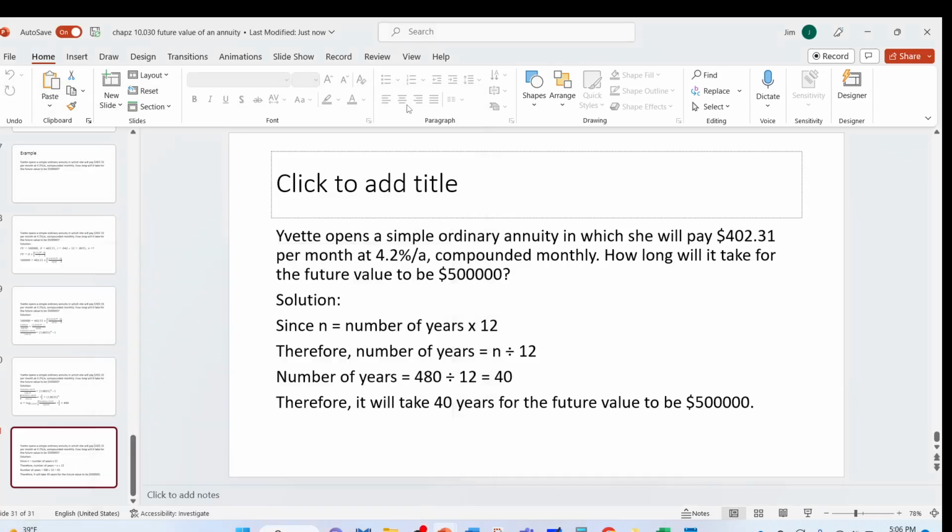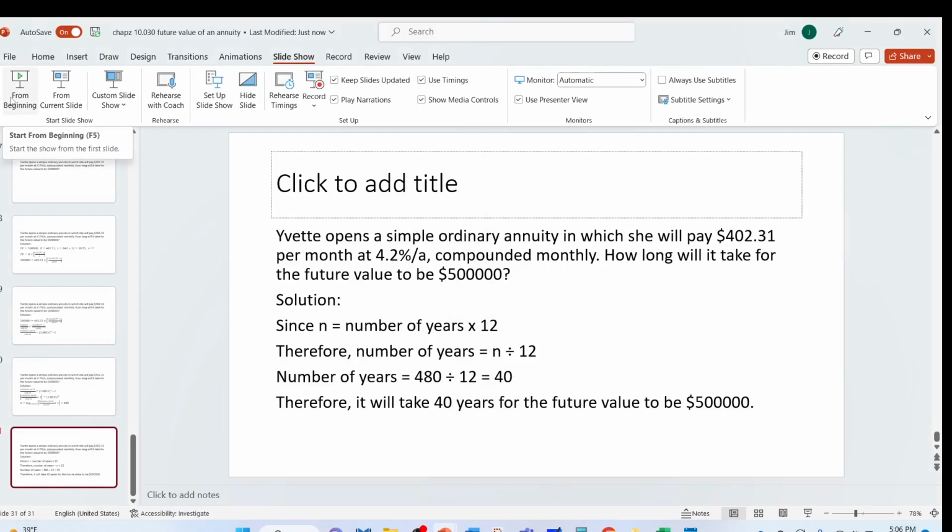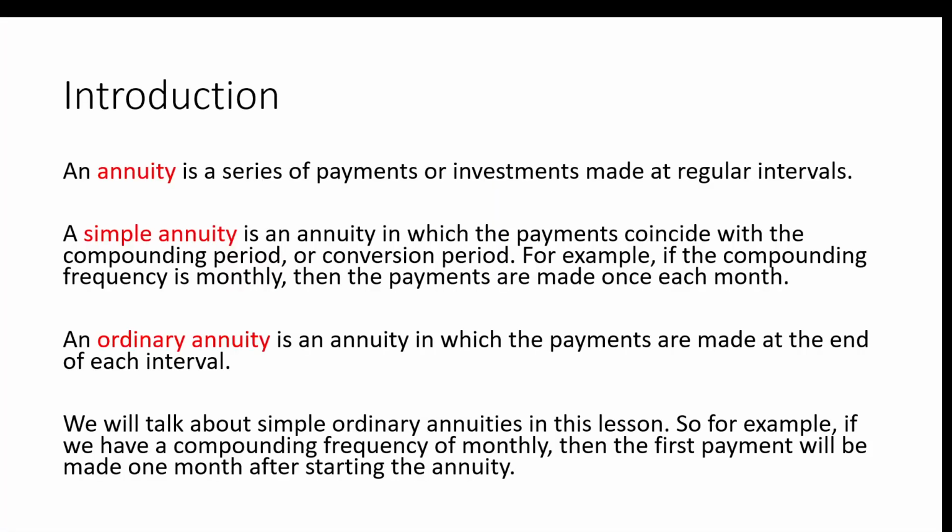In this video, we're going to talk about how to calculate the future value of a simple ordinary annuity. An annuity is a series of payments or investments made at regular intervals. A simple annuity is an annuity in which the payments coincide with the compounding period or conversion period. So for example, if the compounding frequency is monthly, then the payments are made once a month.